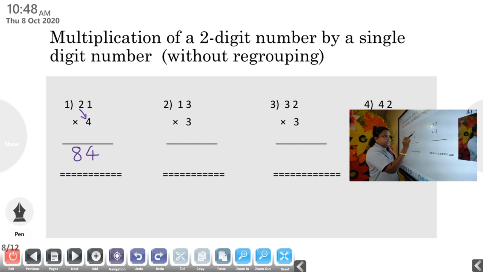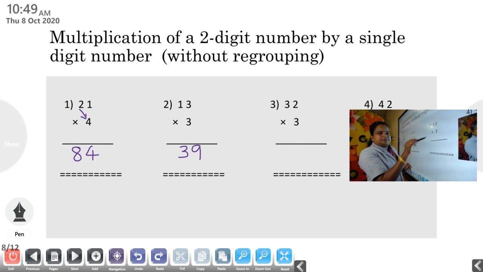First multiply the ones place by 3. 3 3s are 9. Write 9 in the ones column. Then multiply the tens place by 3. Here 1 into 3. 1 3s are 3. That is 39. Okay. Then next one, 32 into 3.